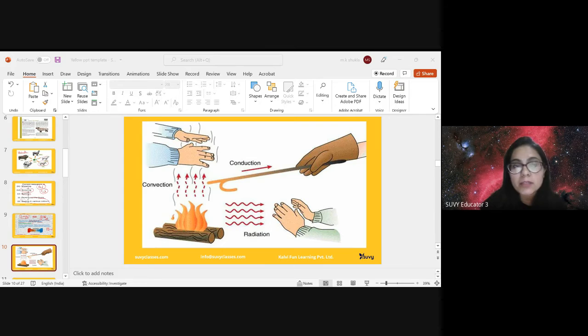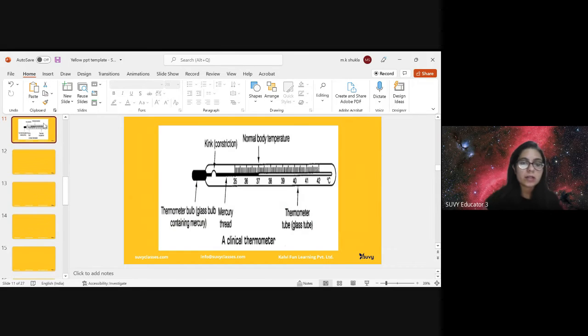Now, how do you measure temperature? What is temperature? A reliable measure of the hotness of an object is temperature. The hotness of a body, how hot a particular body is, is called the temperature of the body. It is a quantity that tells you how hot a body is. There is a device that measures the temperature of a body. This is called the thermometer.